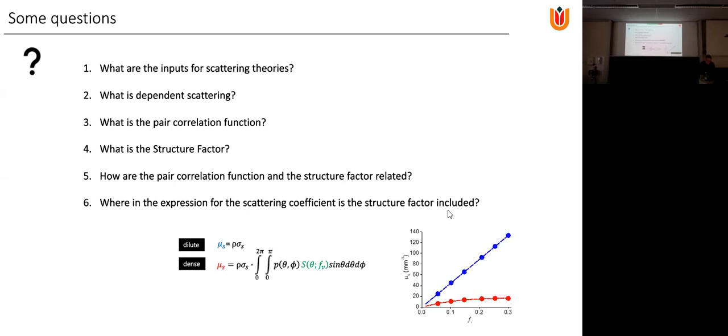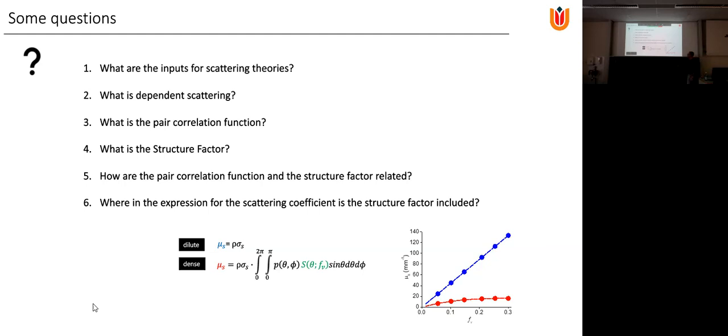So this is essentially the same graph that I tried to draw here. On the vertical axis is the scattering coefficient, on the horizontal axis the volume fraction. In blue, you see a linear increase, what you would expect for dilute samples. It's actually not realistic. What happens in reality is the red curve, the non-linear increase of scattering coefficient.